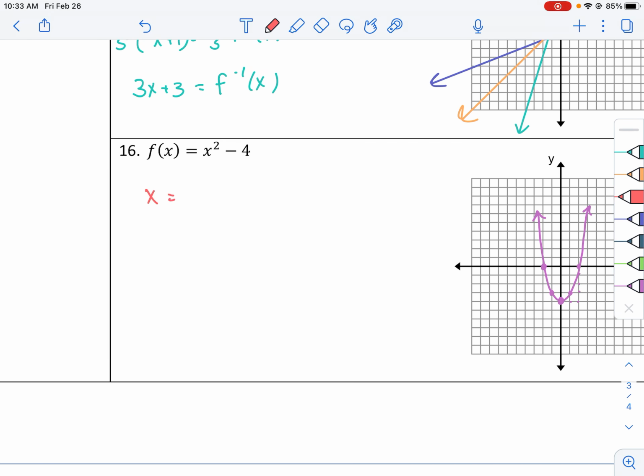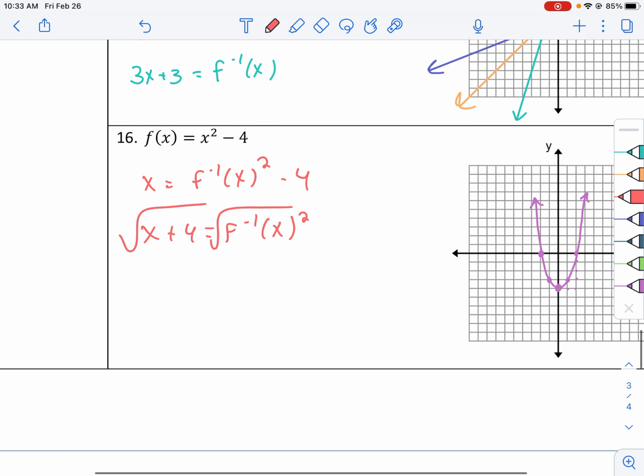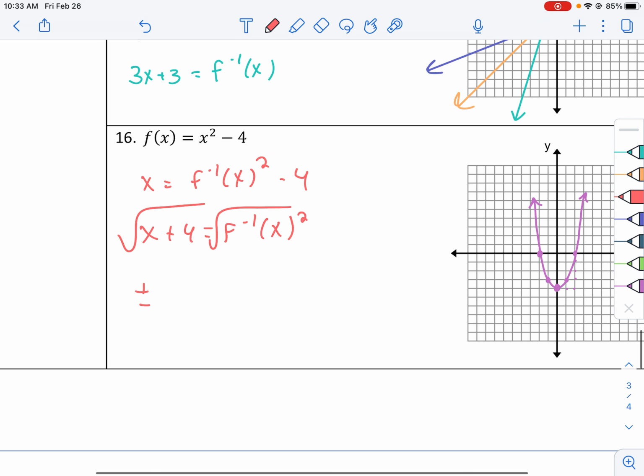Let's find the inverse function now. So that's x equals f inverse of x squared minus 4. So that's x plus 4 equals f inverse of x squared. Square root both sides. Remember, you have to add plus or minus because you square rooted both sides. So plus minus square root x plus 4 equals f inverse of x.